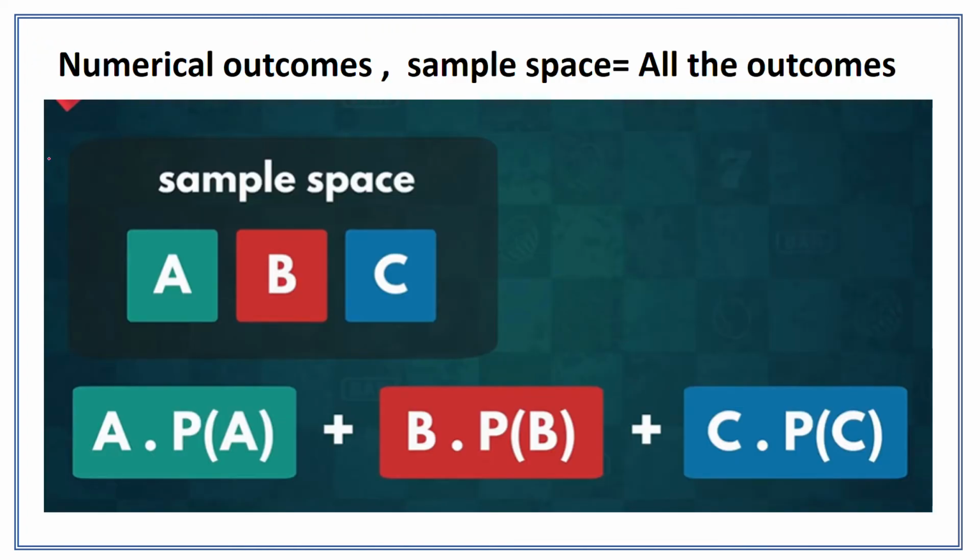Now we will see numerical outcomes. In this, the sample space will be equal to all the outcomes available with us. Suppose my sample space is A, B, C. The total expected value will be A into the probability of A occurring, plus B into the probability of B occurring, plus C into the probability of C occurring. This total will form the expected value.